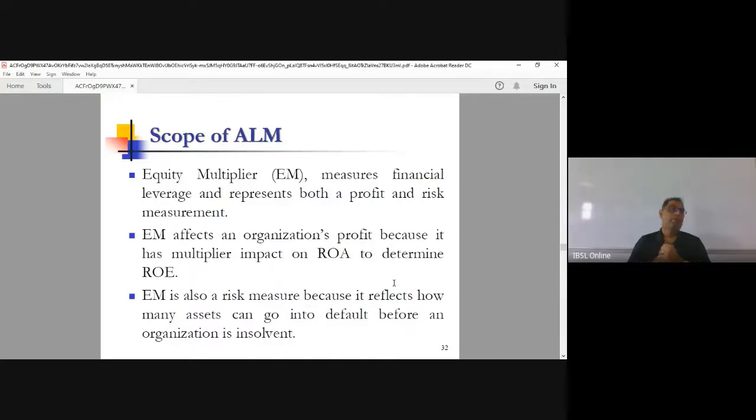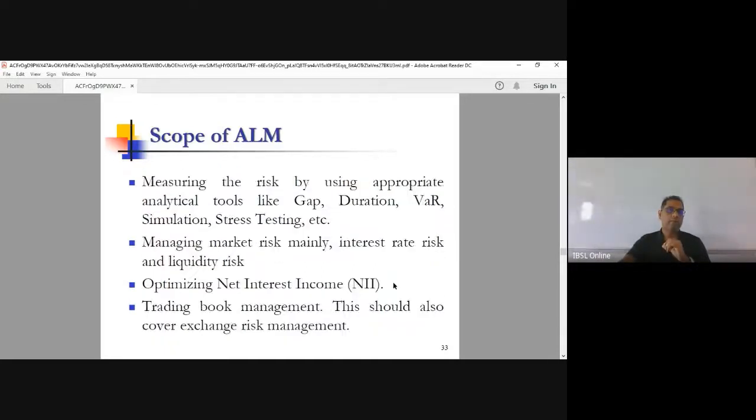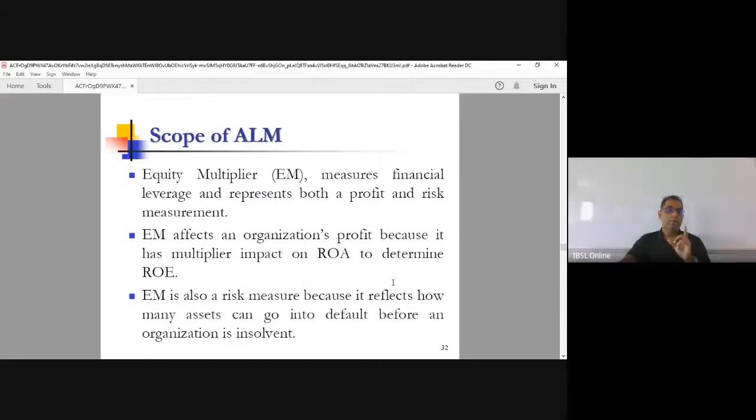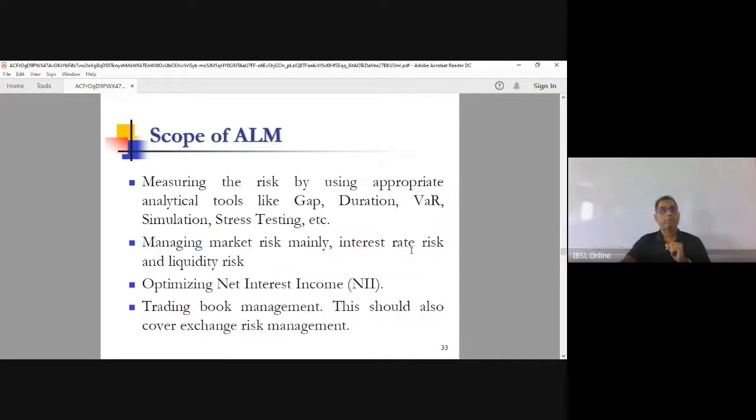Yeah. Any questions? So the last point I said there is basically what I'm reiterating. Equity multiplier is a risk measure because it reflects how many assets can go into default before an organization is insolvent. Yeah, that's very important. Any questions?